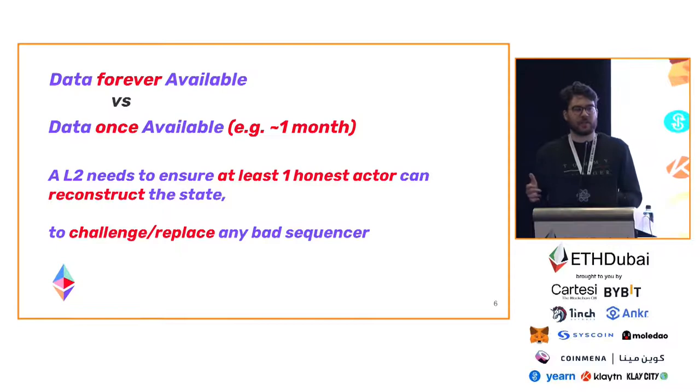If you cannot join the system, you cannot become the new sequencer or try and prove the existing system wrong. Reconstruction is important, but say if you had a month, some honest actor will be able to reconstruct the data and will be able to prove the system wrong when it fails. And so you can challenge or replace any bad sequencer with just the data once available assumption. There are different arguments for, should we make data available for maybe just 10 minutes, maybe just a week? Right now we're staying with a conservative 1 month or maybe even longer.